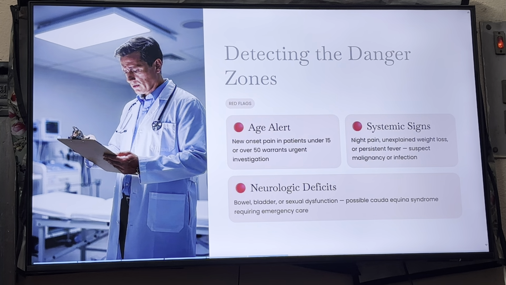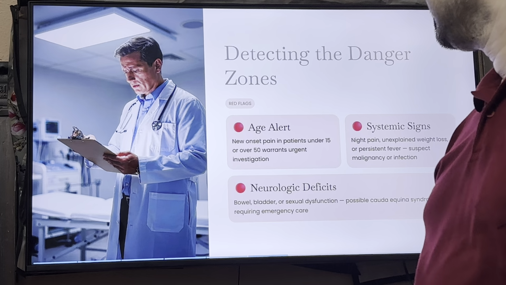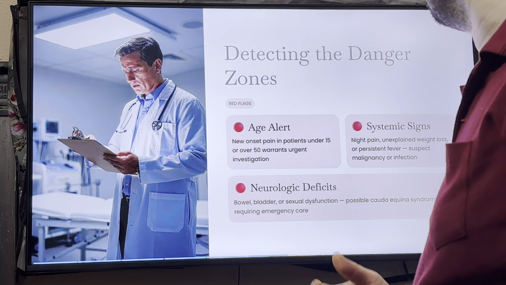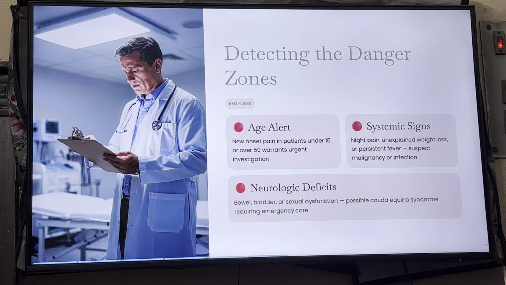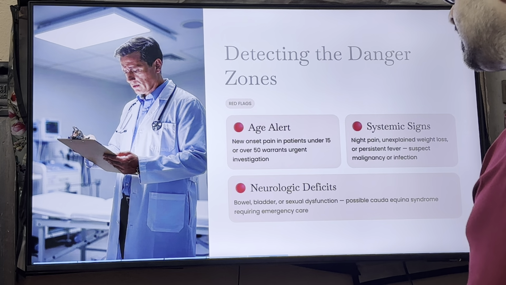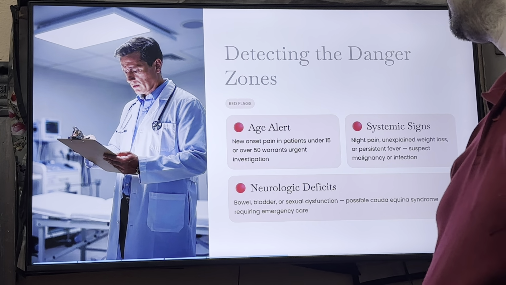Detecting the danger zones. Age alert: new onset pain in a patient under 15 or over 50 warrants urgent investigation. Systemic signs: night pain, unexplained weight loss or persistent fever suggest malignancy or infection like spinal tuberculosis. Neurological deficit: bladder, bowel or sexual dysfunction suggests possible cauda equina syndrome requiring emergency care.